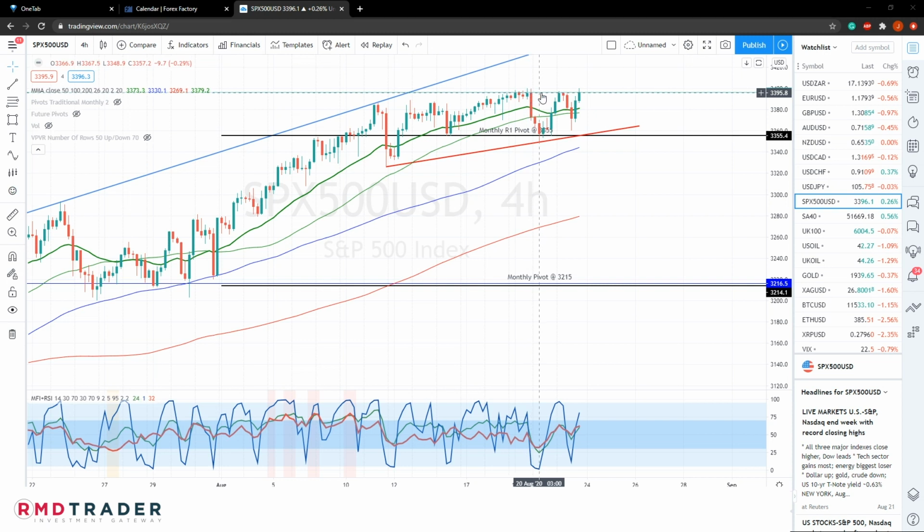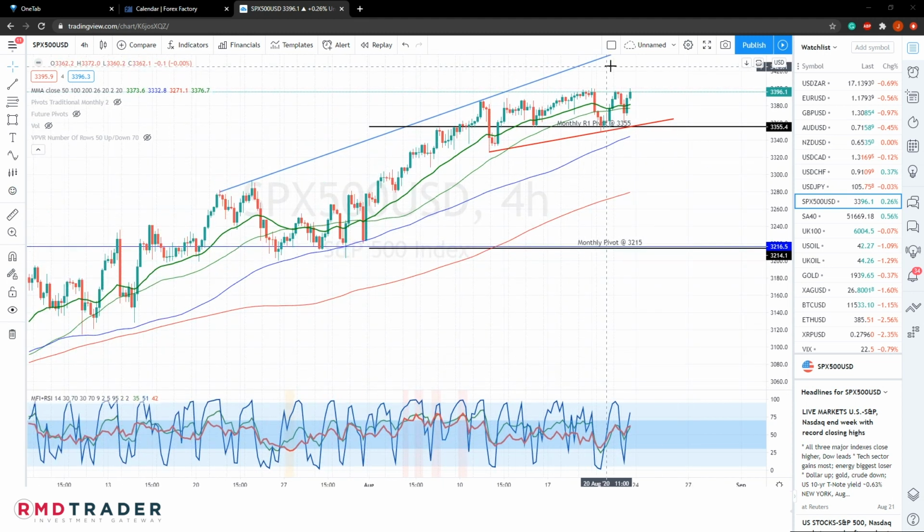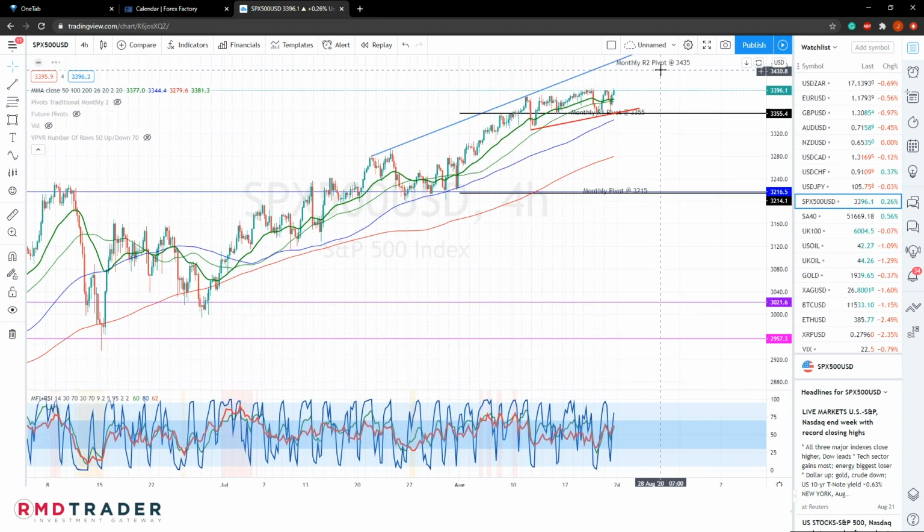Looking now at the S&P 500, as anticipated, we managed to make a new high with the highs just touching our 3,400 level. And at this stage, the question would be, do we push higher towards the top of this channel and closer towards our monthly R2 pivot at 3,435?